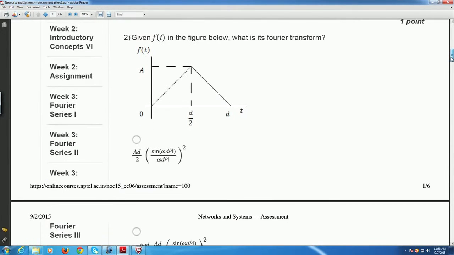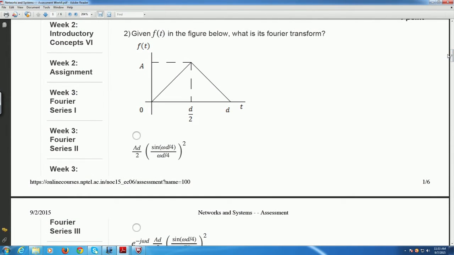So, here is a question. This is a very typical sort of question to use properties of the Fourier transform. Here is a signal f of t that is given to you. It is a triangle kind of signal. It starts at 0 at time 0, goes to a at time d by 2, and then comes back to 0 at time d. So, this is a triangle, except that it has been shifted right by d by 2.